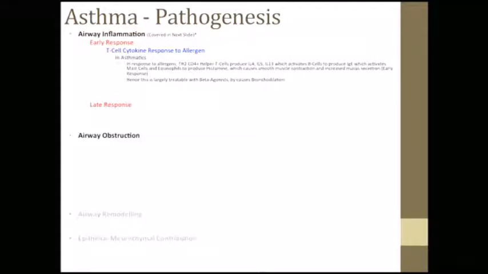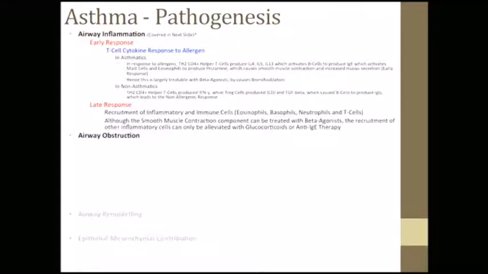Therefore, you can treat this with beta agonists like salbutamol, because you are treating bronchoconstriction, because at this point in time, the airway obstruction is caused by smooth muscle contraction. In non-asthmatics, you have your Th1 CD4 helper T cells, and these produce other cytokines like interferon gamma, which causes your B cells to produce IgG instead of IgE. So IgE is the abnormal response, IgG is the normal response.